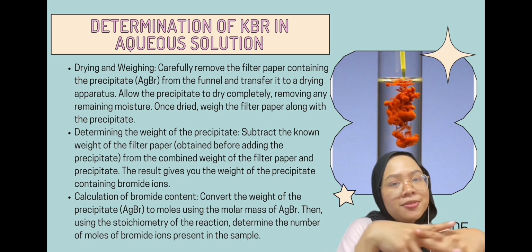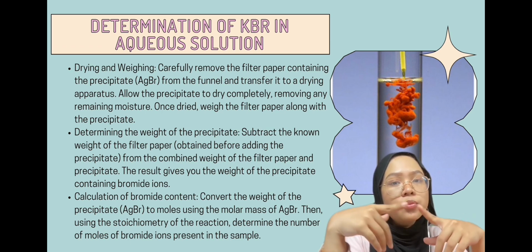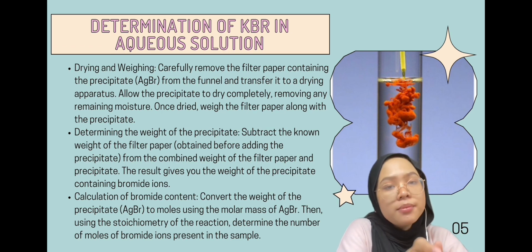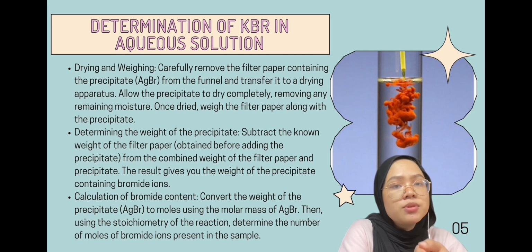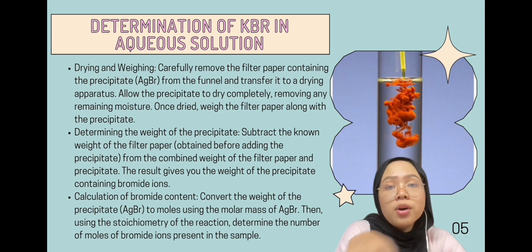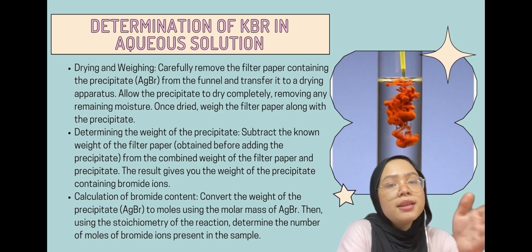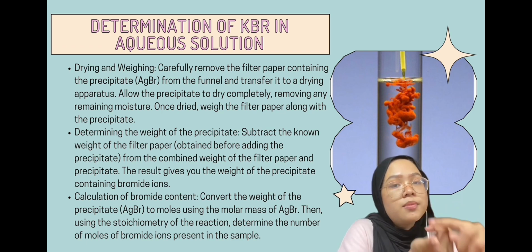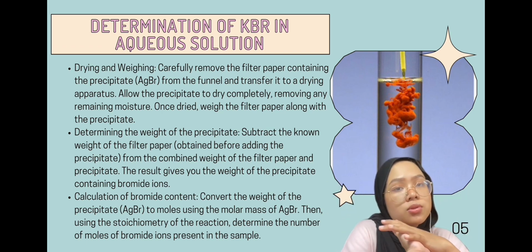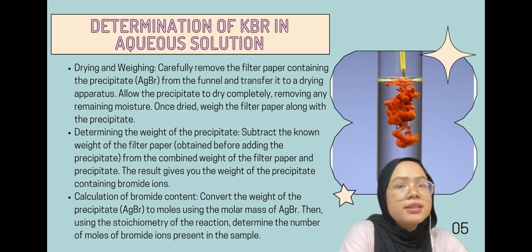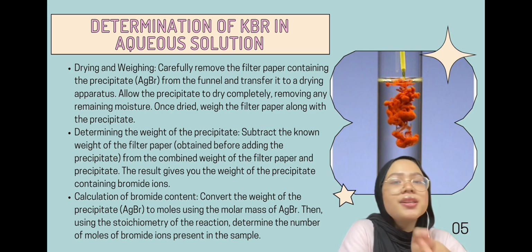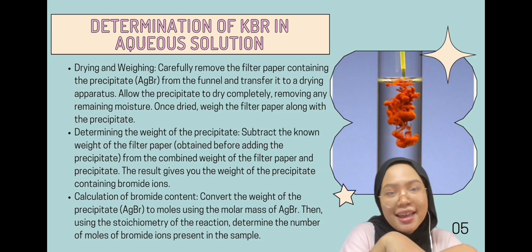Further calculation involves converting the weight of precipitate AgBr to moles using the molar mass of AgBr. By applying the stoichiometry of the reaction, the number of moles of bromide ions present in the sample can be determined. Overall, the precipitation method for determining analytes, exemplified by the determination of KBr in aqueous solution, involves dissolution, precipitation, filtration, drying, weighing, and subsequent calculation. These steps ensure accurate quantification and provide valuable information about the composition of the analyte of interest.